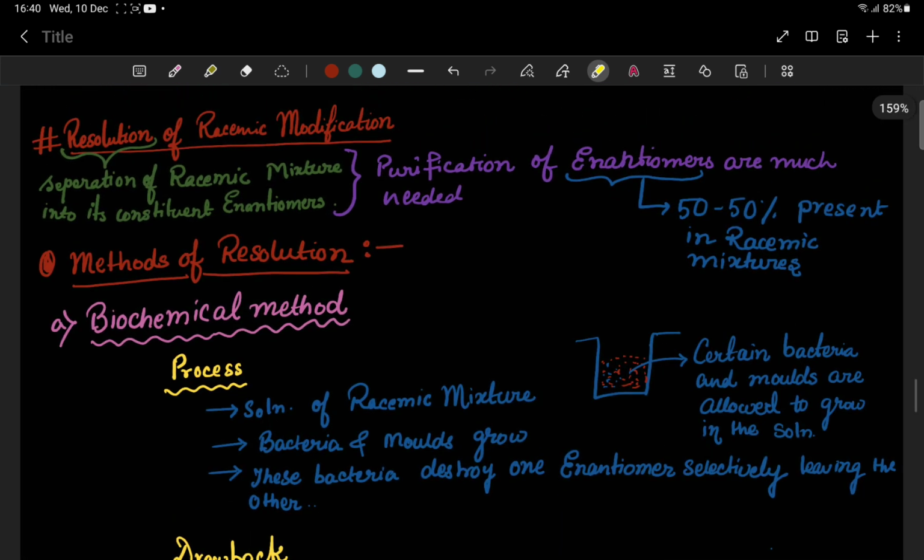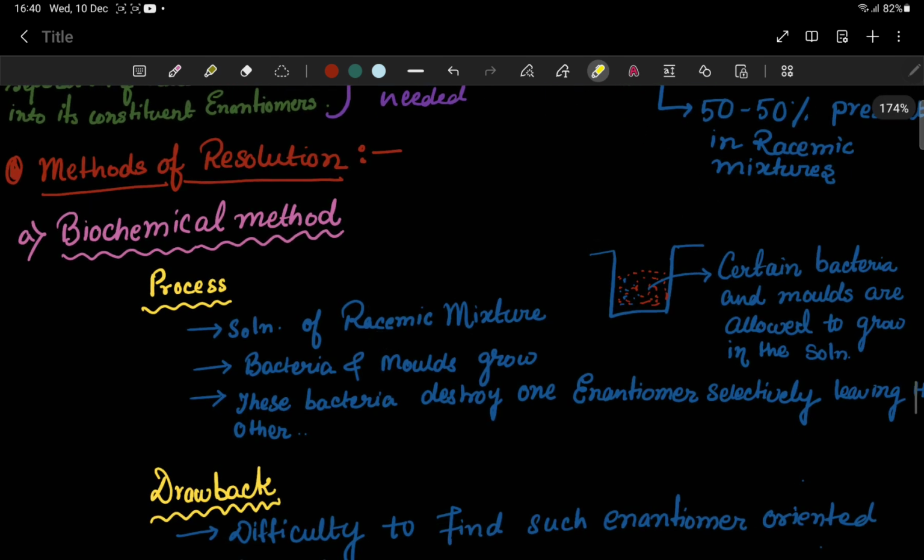So we have racemic mixtures, and now they should be broken down into enantiomers. Purification of enantiomers is much needed, because 50% of a racemic mixture is present as each enantiomer. So what is the method? The first method is the biochemical method. In this method, I will discuss the process, and then go for the pros and cons.